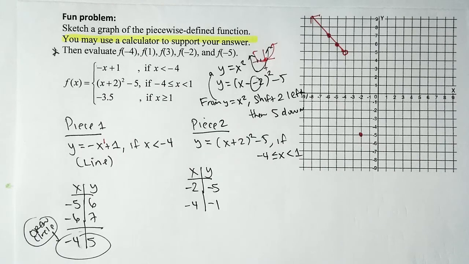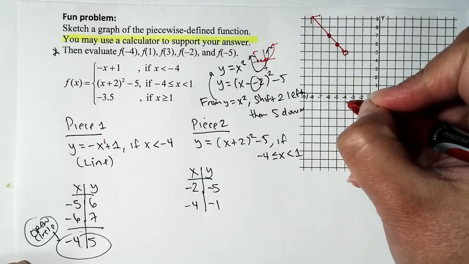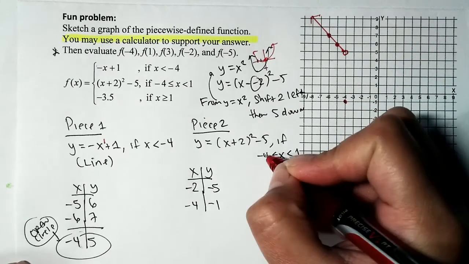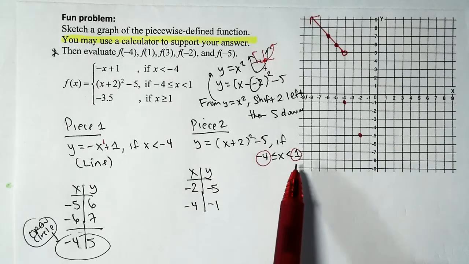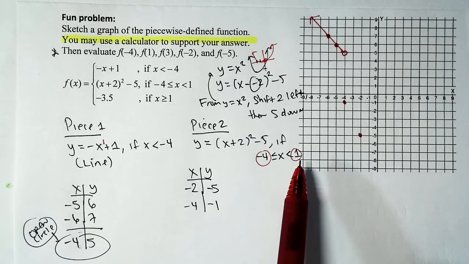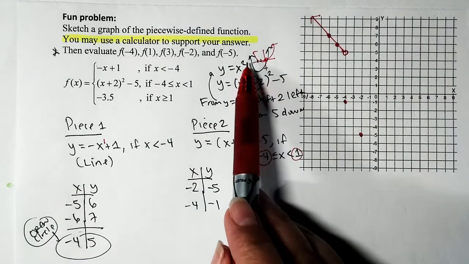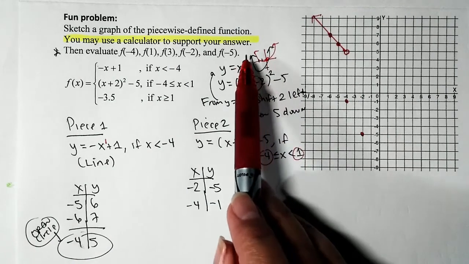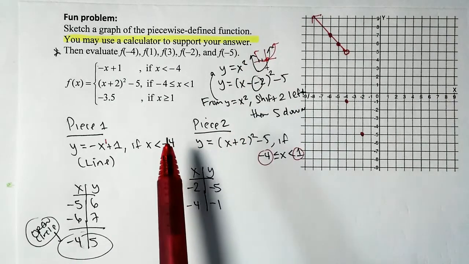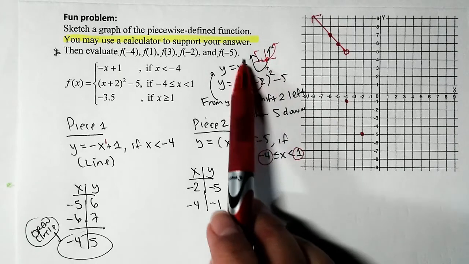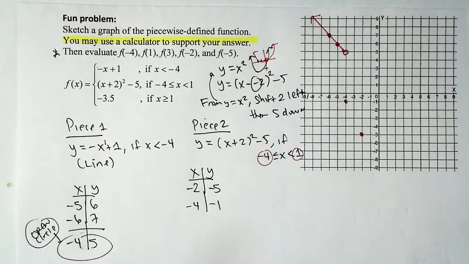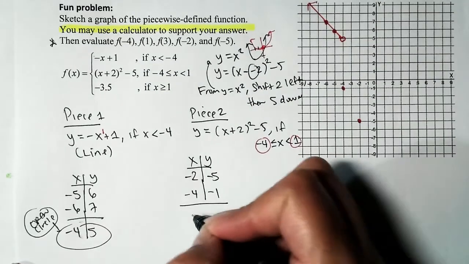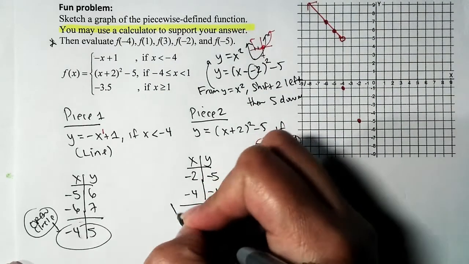So let's go ahead and locate that. Negative 4, negative 1. So 4 left, 1 down. Okay, so these are the endpoints. And then 1 is not in this domain, but I want to know where to stop, because I need to do my graph, and it doesn't go indefinitely in each direction. So let's go ahead, pick 1, and put an open circle.